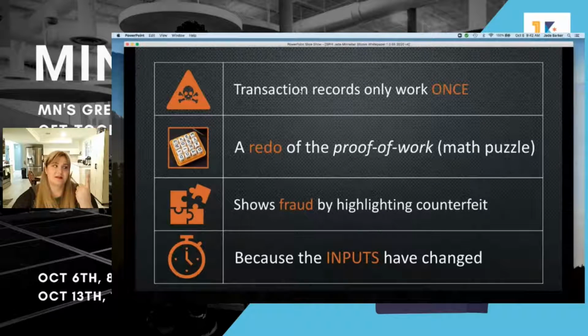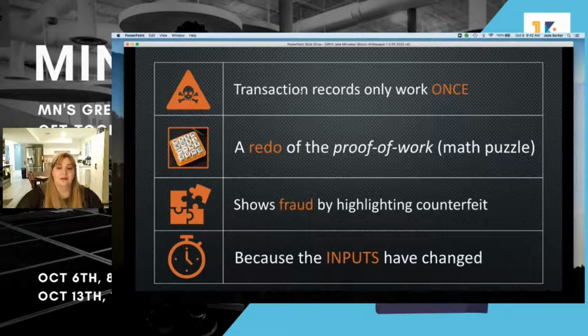So transaction records only work once, and that's just by design because that's going to prevent that double spend. Like, hey, if this has been spent once, that's all you get. It's basically gone after that. So if you wanted to try and fudge the system, the reason why this is profound is it requires this redo of the puzzle. And if you have to redo the puzzle after the honest work went, it is going to show that fraud or counterfeit has happened in the system because the inputs, that timestamp, all that has already changed. Time has already flowed by you like a river, and you're struggling to keep up with the honest work. So that is how you can have an immutable ledger.